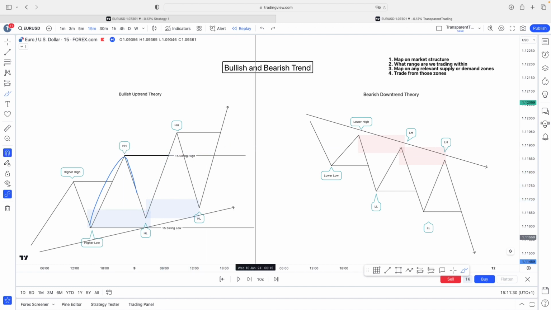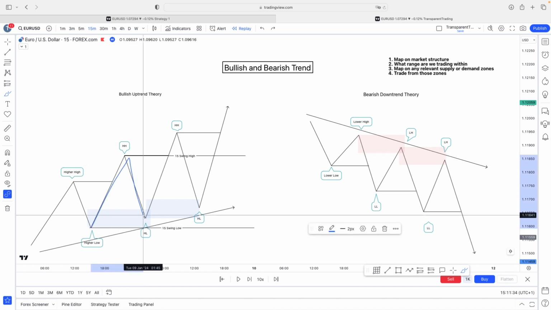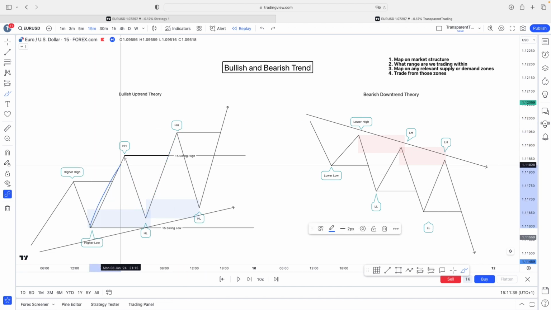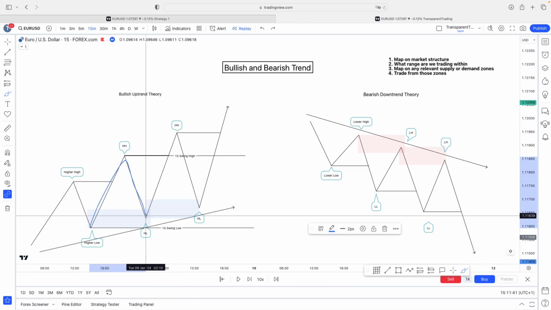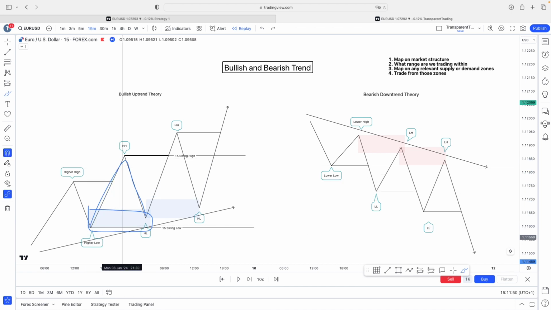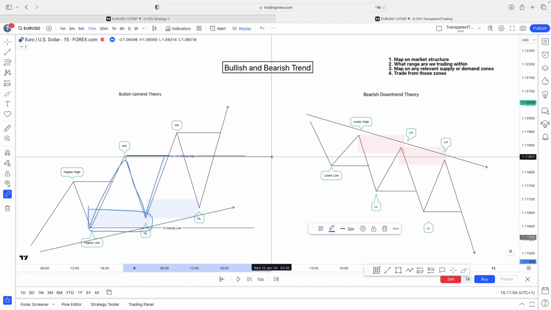Okay? So just like with market structure, where we expect a break of structure, a pullback to the strong swing low, and then a break of structure again, we expect a break of structure, a pullback to the strong swing low, and we expect it to come into some sort of demand zone that caused the break of structure to the upside to then target that weak swing high up here again.